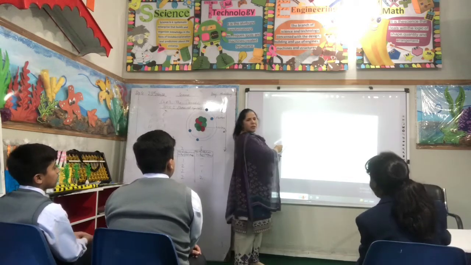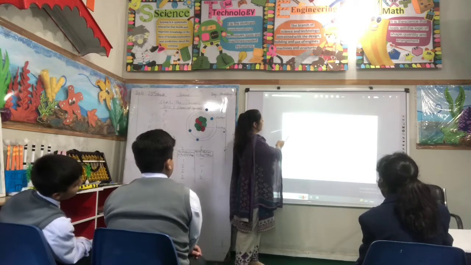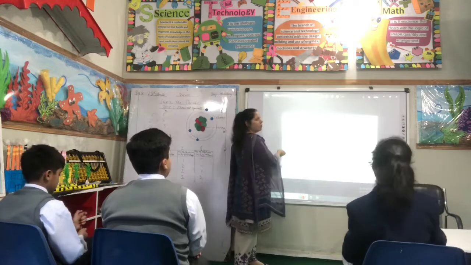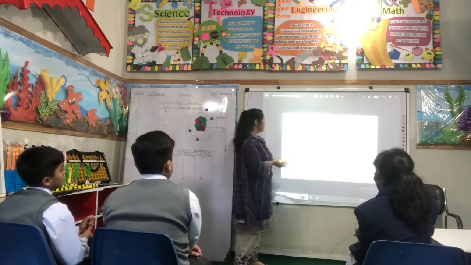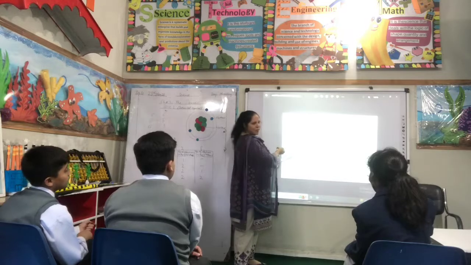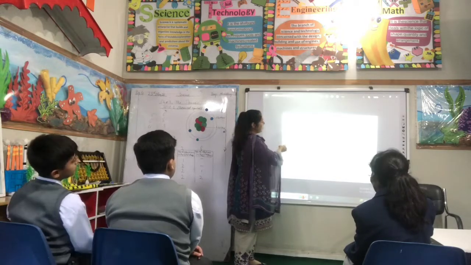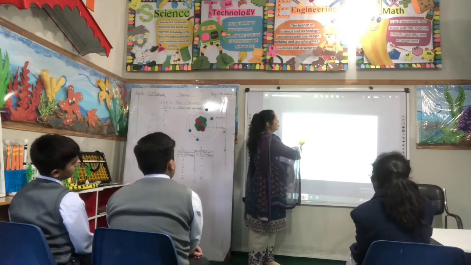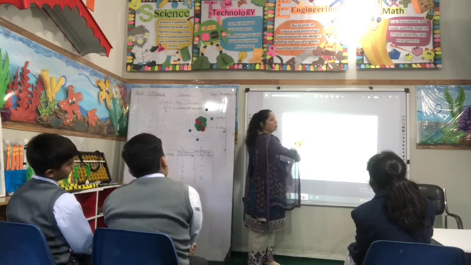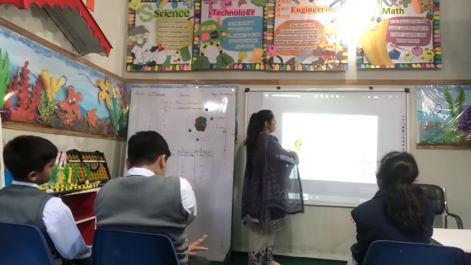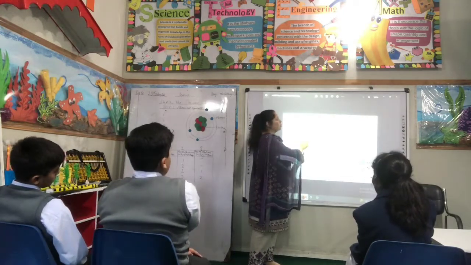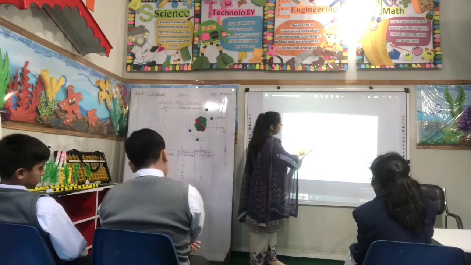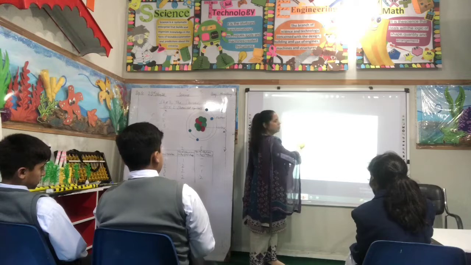Like hydrogen, we have studied already: 1 proton and 1 electron. It makes hydrogen. Atomic mass is 1, atomic number is also 1. Now go for helium. Helium has 2 protons, 2 neutrons, and 2 electrons. See, whatever is the number of protons, the number of electrons is also the same. In this case, the number of protons and neutrons are same.